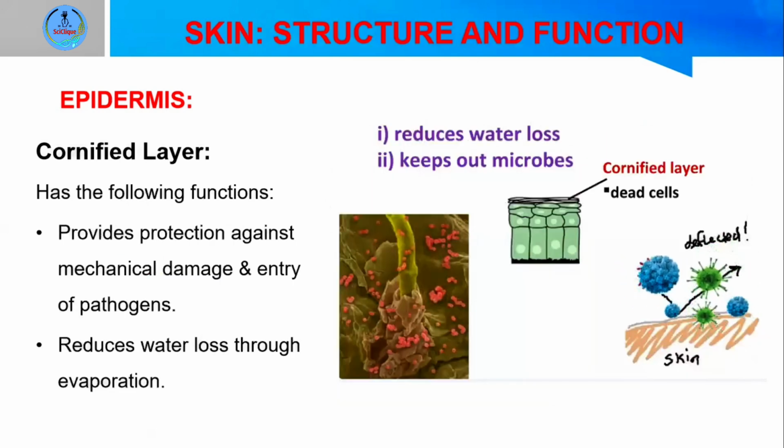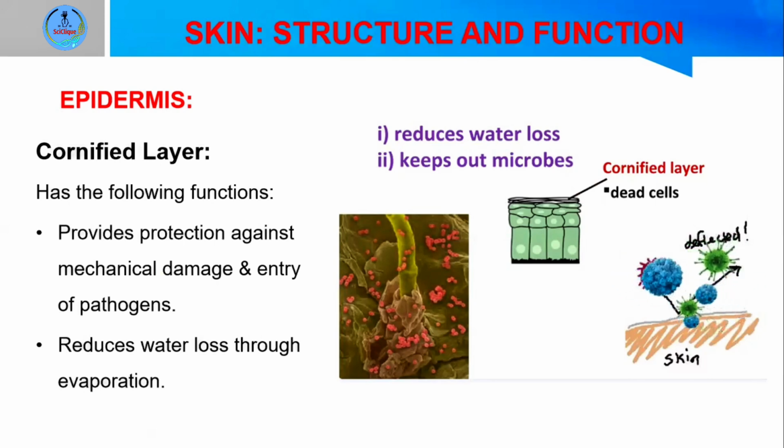When you talk about the skin in general, we say the skin provides protection against mechanical damage and entry of pathogens, but it's actually the outermost layer of the epidermis that performs this function, and this is the cornified layer. So the cornified layer has the following functions. Number one, it provides protection against mechanical damage and entry of pathogens. And number two, it reduces the amount of water that we lose through evaporation.